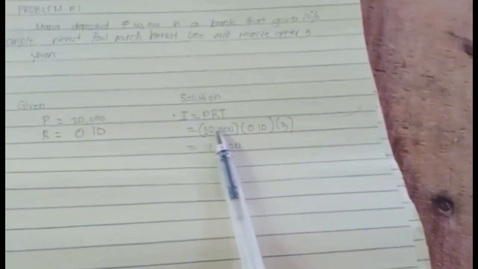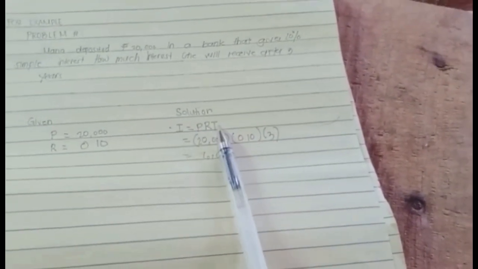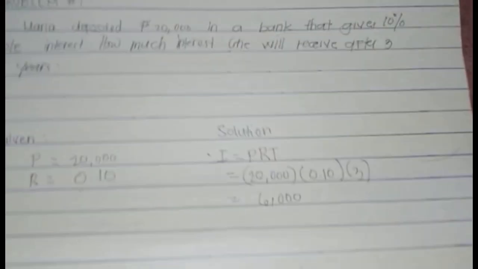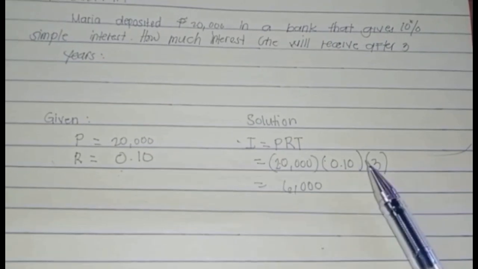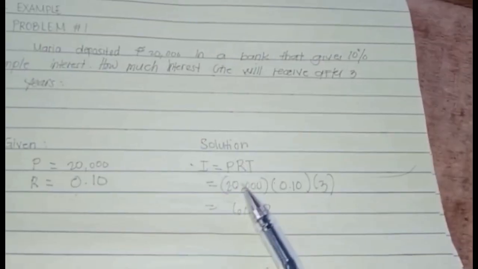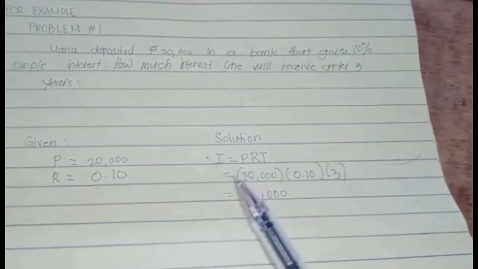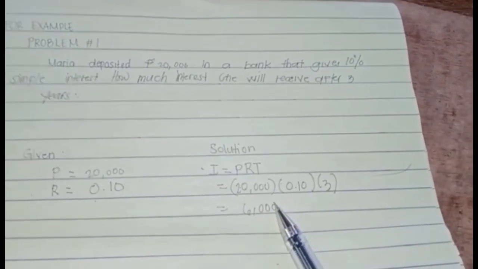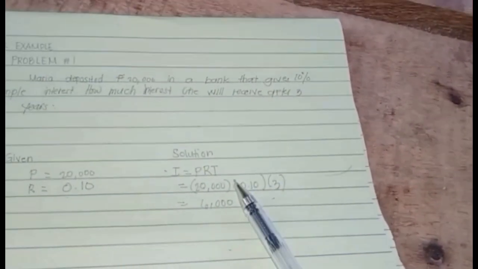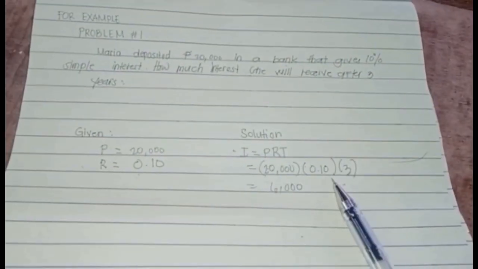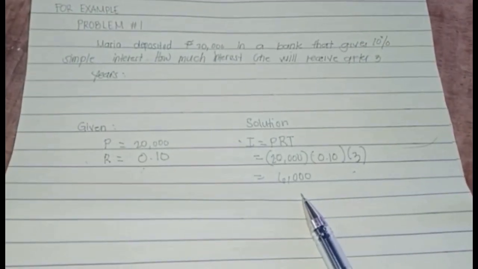And then, the solution is, gagamitin natin na formula is I equals PRT. So, principal is 20,000, the rate is 0.10 and time is 3. So, P times R times T. So, i-times natin ang 20,000 times 0.10 times 3. Kapag may parenthesis, i-calculate natin sa calculator. So, 20,000 times 0.10 times 3. The answer is 6,000.